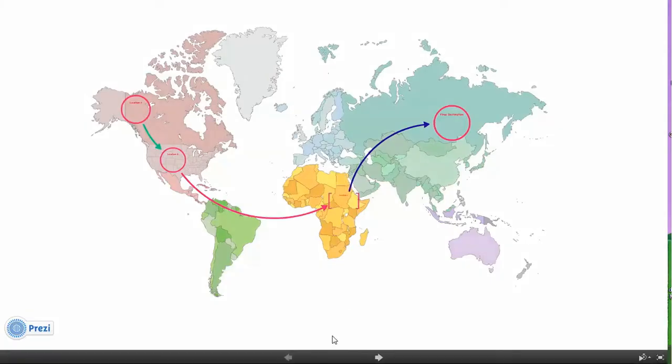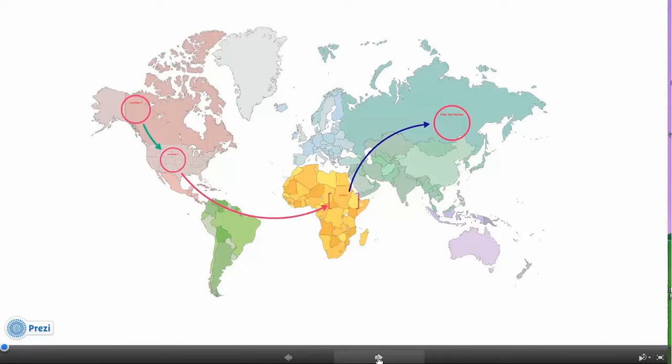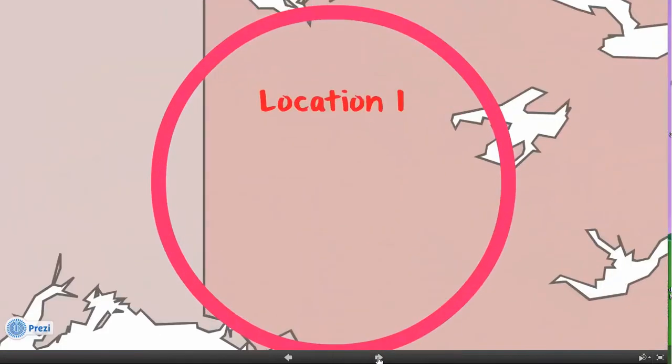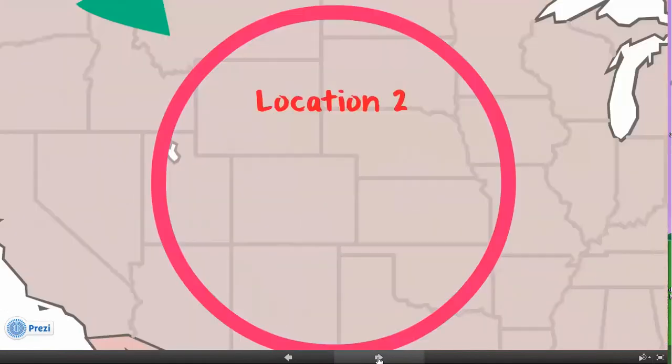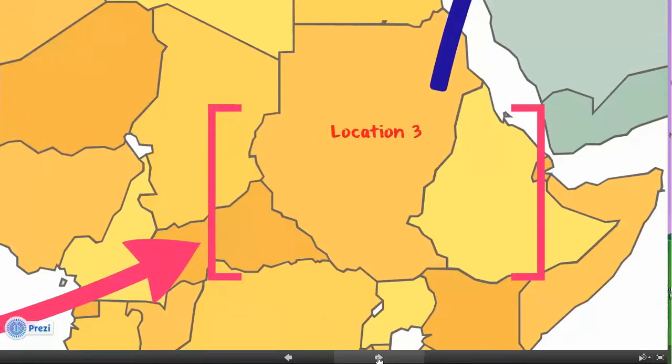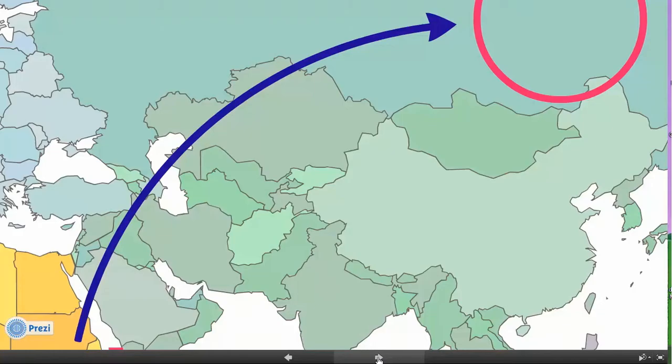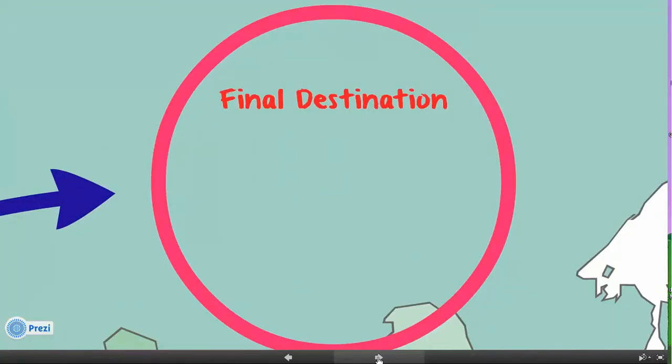I can use this to show the migration of different birds. I can show where I've been in the world. I can show the influence of culture, of power, lots of different things that we can use Prezi for to demonstrate and kind of get different points across with our information.